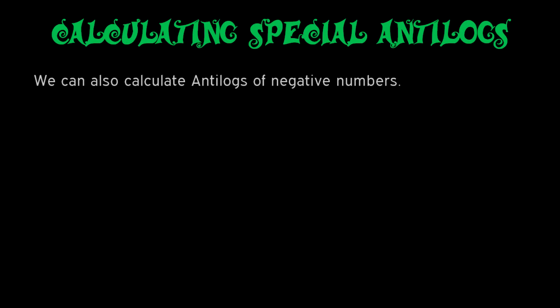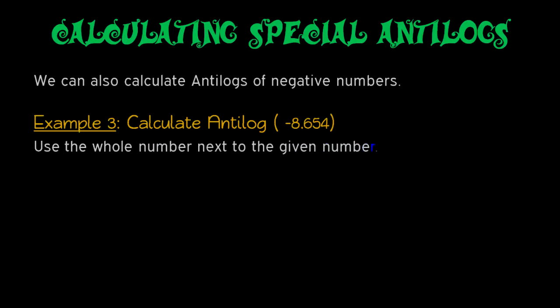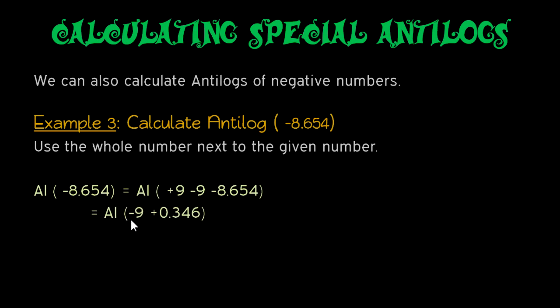Did you know we can also find the antilogs of negative numbers? Our third golden example will tell you how to find antilog of minus 8.654. Remember, these examples will help you so much to find different sort of equations in logs and antilogs. So to find the antilog of negative number, use the whole number next to the given number plus and subtract that. It's a mathematical trick. So plus 9 minus 9, use plus 9 and minus 8.654 will give us this.